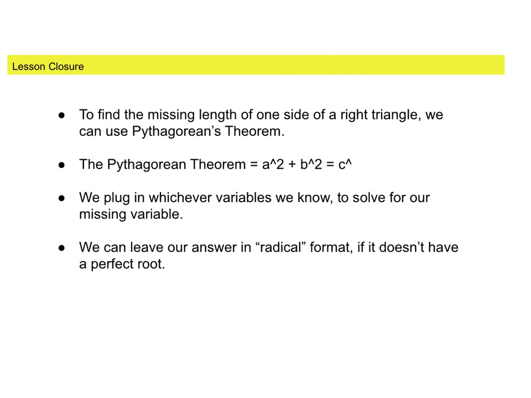All right, our closure for today is that to find the missing length of one side of a right triangle, we use Pythagorean's theorem. The theorem is a squared plus b squared equals c squared, and again you use these little up signs and a 2 to show squared when you're typing, because you can't really make that 2 a tiny one up top. We plug in whichever variables we know to solve for our missing variable, and we can leave our answer in radical format, so like our last one, if there's no perfect square root. Okay, let's move on to our exit ticket.